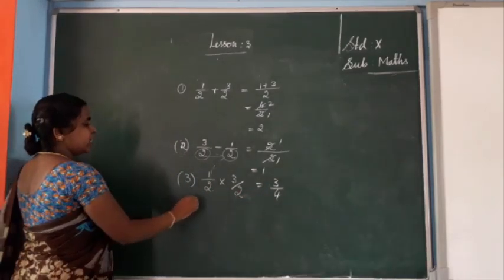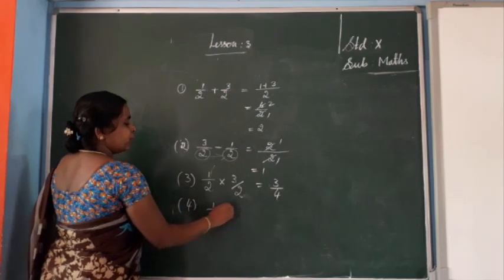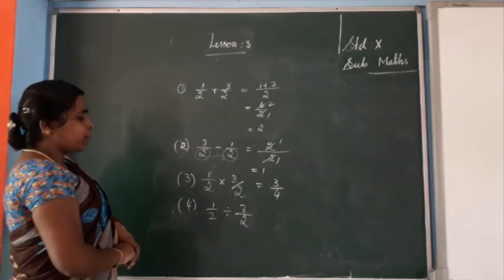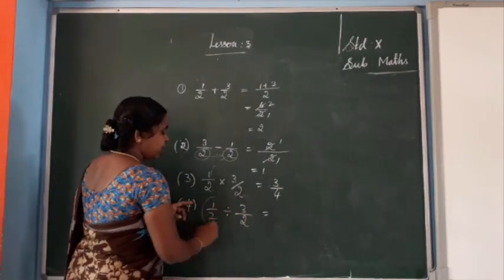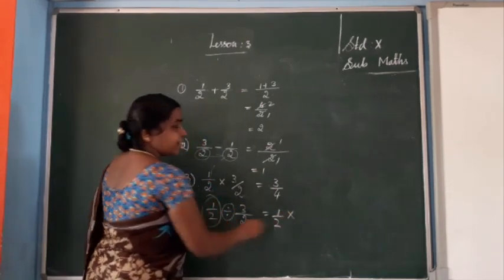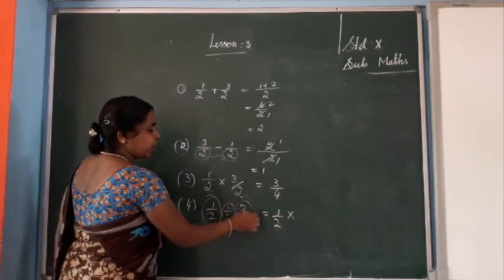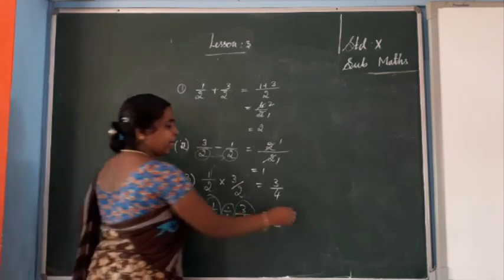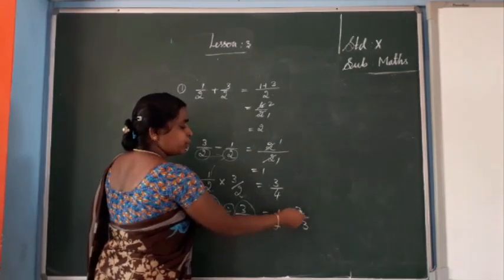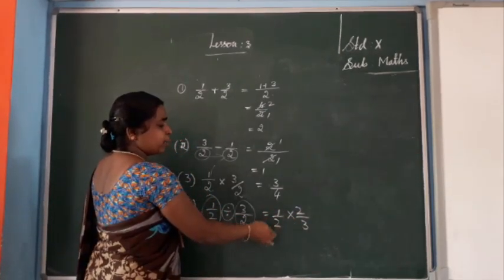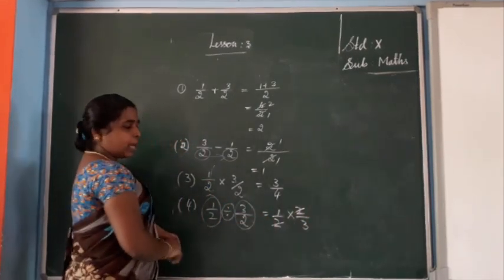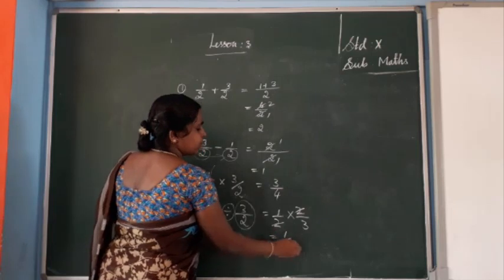Then next, division. In division, 1 by 2 divided by 3 by 2. That means first you write the first term, 1 by 2. Instead of divide, you put the multiplication symbol, then the reciprocal of the second part. The reciprocal of the second part is 2 by 3. Are you clear? Now you have to multiply. Before multiplying, if you can simplify, you simplify. So the 2s cancel. Remaining is 1 by 2. So this is the answer.